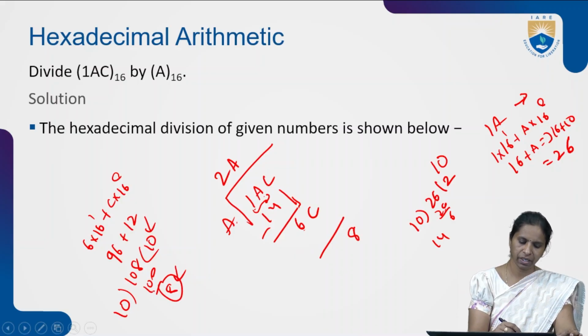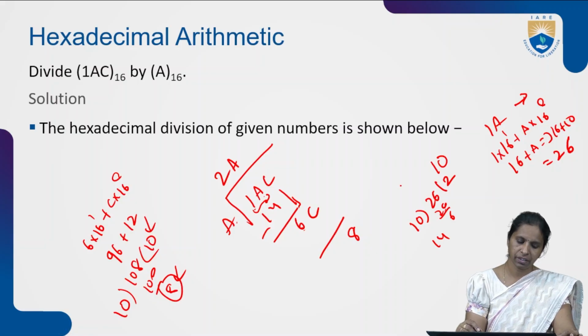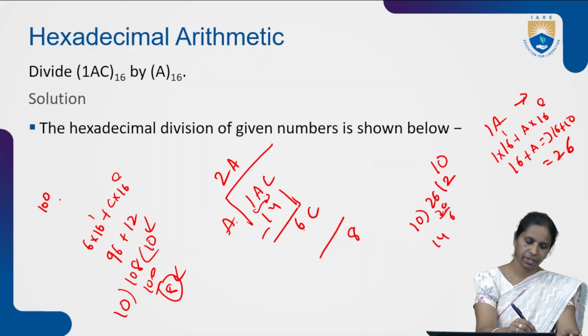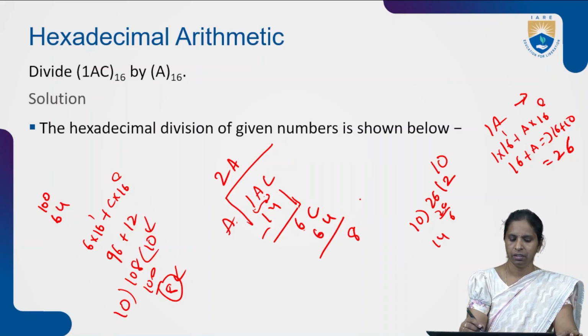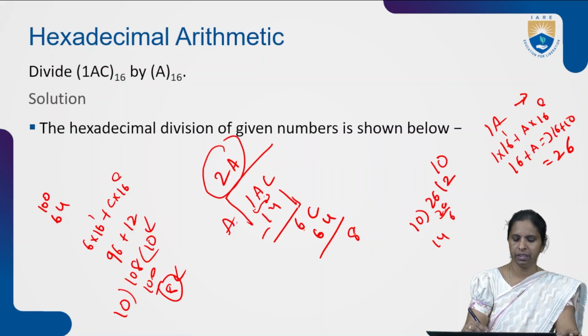Therefore, what is 100 in the hexadecimal number system? It is 64, that is 6 into 16, which is 96, plus 4. So 6C minus 64 is equal to 8. Therefore, the quotient we got here is 2A and the remainder is 8.